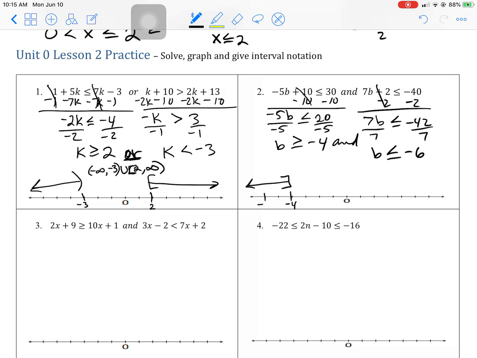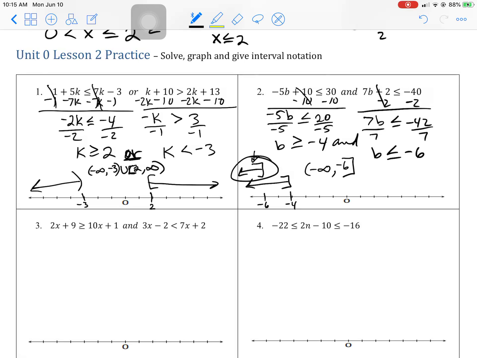And negative 6 is down here. Less than or equal to here. They're both going in the same direction, so we want to keep the smaller one here as our final answer. Okay, and the interval notation representing that is that right there.